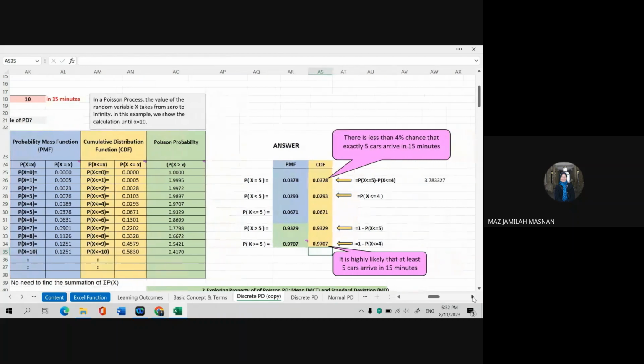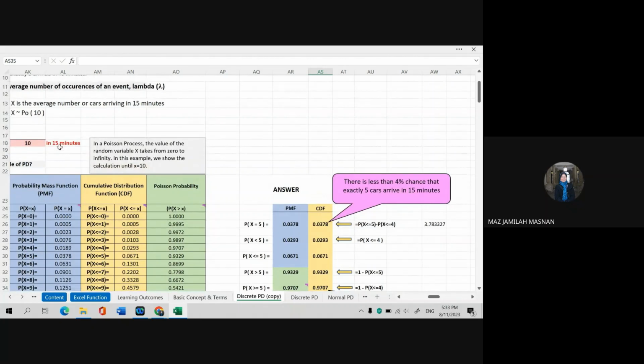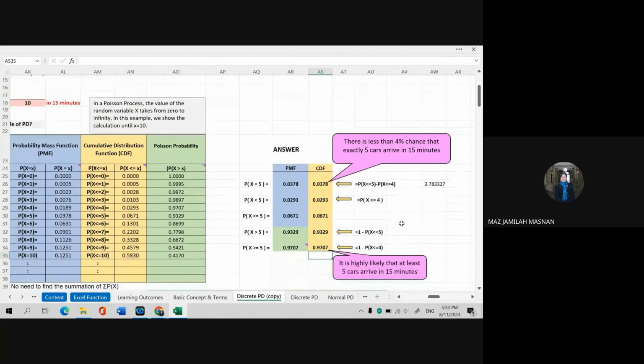And what about the interpretation of your answer? In this case, if you are talking about probability of x equal to 5, what does 0.0378 mean? You can interpret this probability value as there is less than 4% chance that exactly 5 cars arrive in 15 minutes. Why 15 minutes? Because it is given in the dimension that is using the 15 minutes dimension.